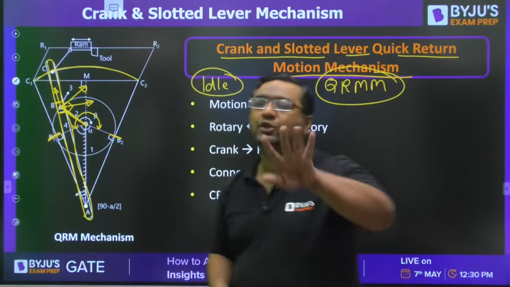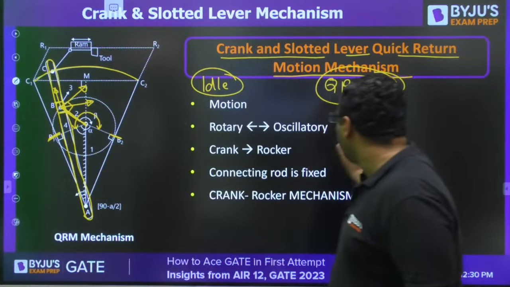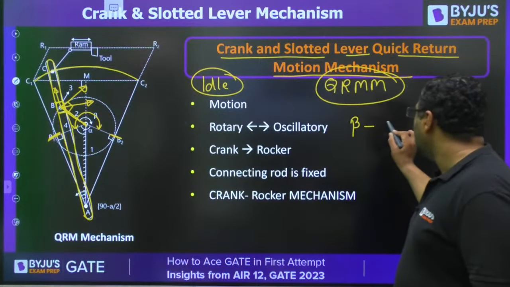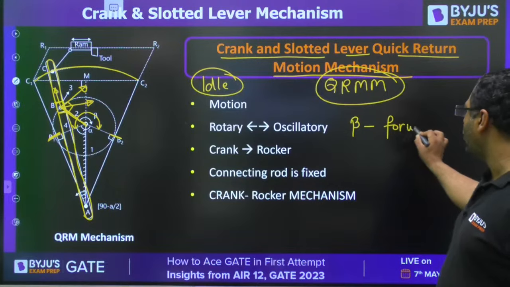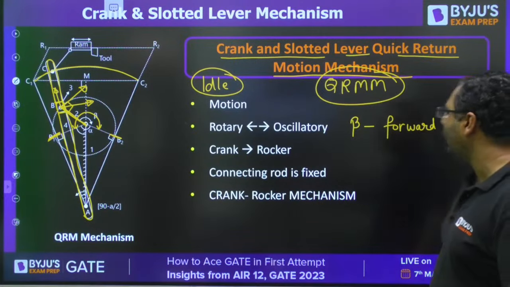It means the forward stroke will happen. So you can say when you are going for beta angle, you are going to complete the forward stroke. So beta angle is related to the forward stroke.